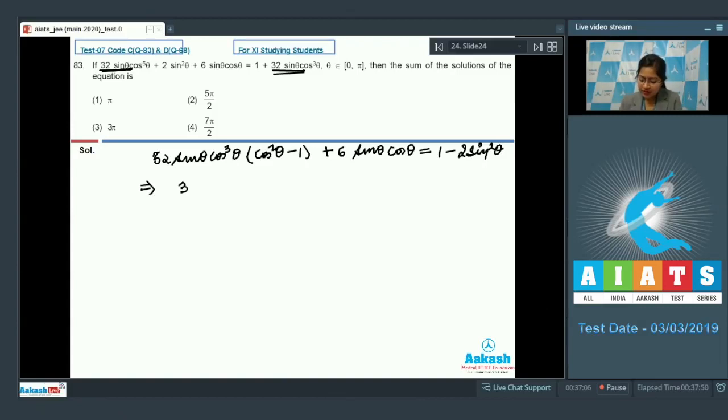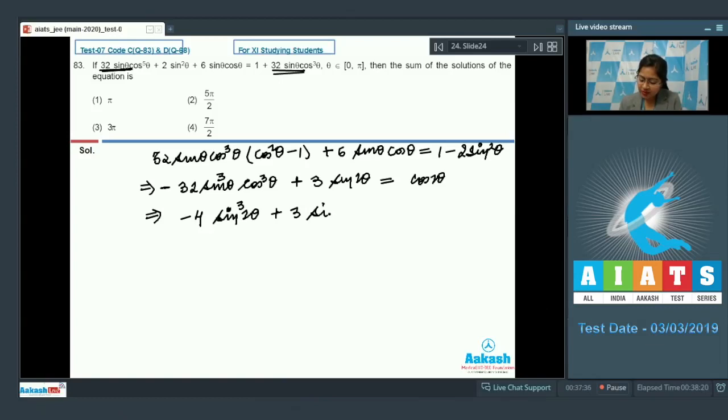Now, further it can be written as 32 sin theta cos cube theta into cos square theta minus 1, which can be written as minus sin square theta, that is sin cube theta, plus 3 into cos theta sin theta, which can be written as sin 2 theta, is equal to 1 minus 2 sin square theta, which we will write as cos 2 theta. Further, it can be written as minus 4 into sin 2 theta whole cube plus 3 sin 2 theta is equal to cos 2 theta. Now, on the left hand side, we can see that it is forming the formula of sin 6 theta, because we know that sin 3 theta is equal to 3 sin theta minus 4 sin cube theta. So this is equal to cos 2 theta.